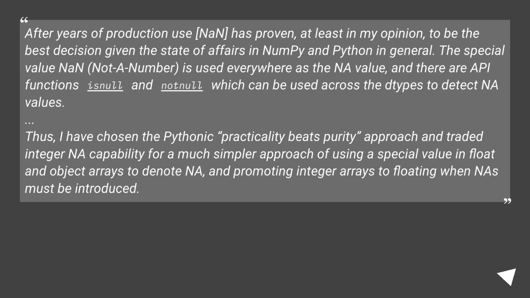After years of production use, NaN has proven, at least in my opinion, to be the best decision given the state of affairs in NumPy and Python in general. The special value NaN, not a number, is used everywhere as the NA value, and there are API functions isnull and notnull which can be used across the dtypes to detect NA values. Thus, I have chosen the Pythonic practicality beats purity approach and traded integer NA capability for a much simpler approach of using a special value in float and object arrays to denote NA, and promoting integer arrays to floating when NAs must be introduced.